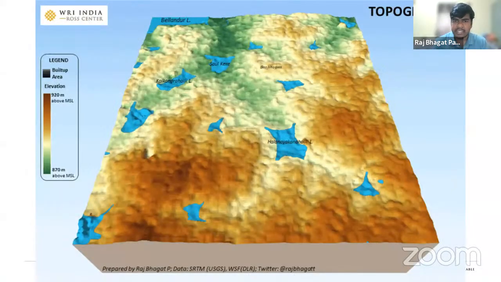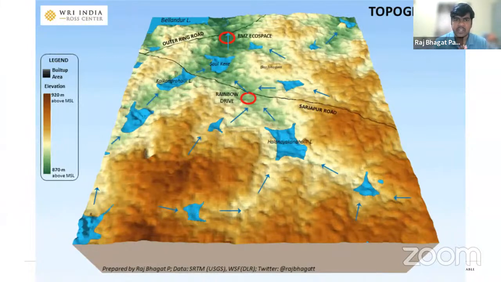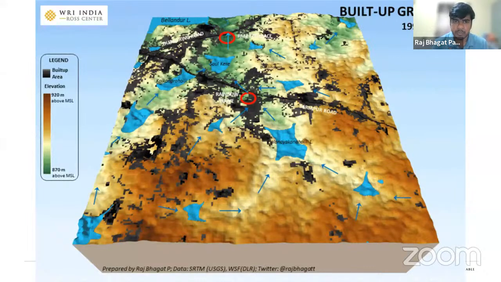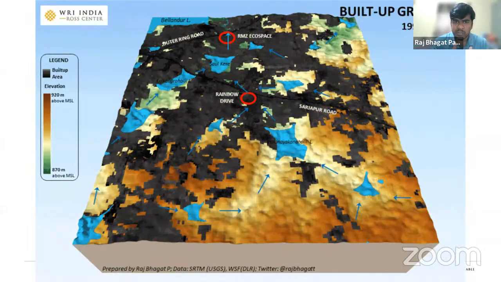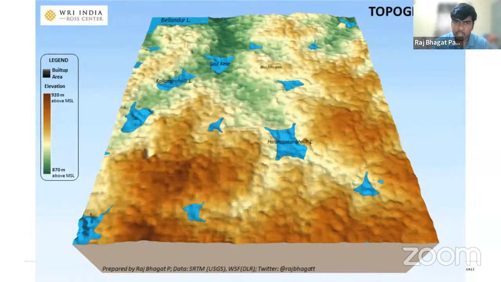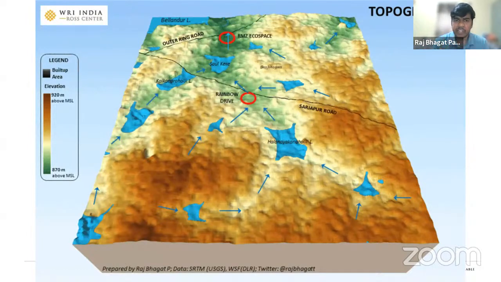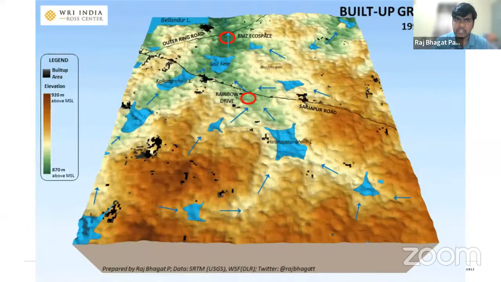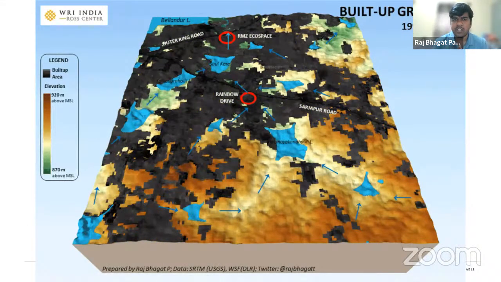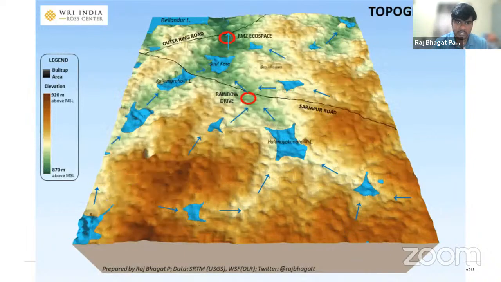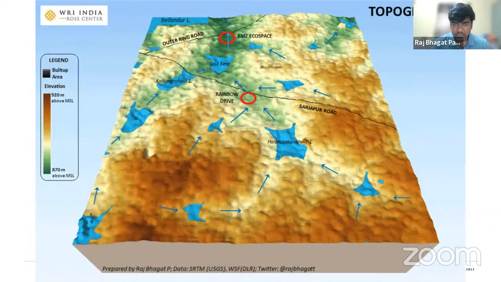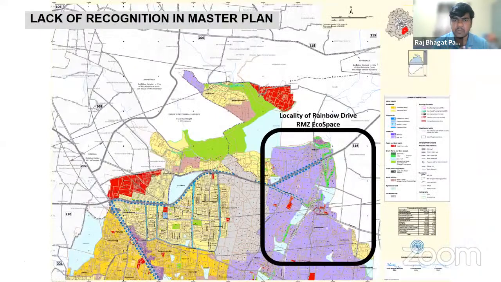Unfortunately, they don't get any attention. This is one case, with 2 cases you might have seen in the videos and everything, RMG Ecospace and Rainbow Drive. Those are marked in red circles over here, and the green sections are the valleys, and you can see how the water would flow. And we have prevented water from flowing because of a road and because of the construction of a lot of buildings in the valleys. Now, this is not necessarily illegal, as I said. This is the problem.